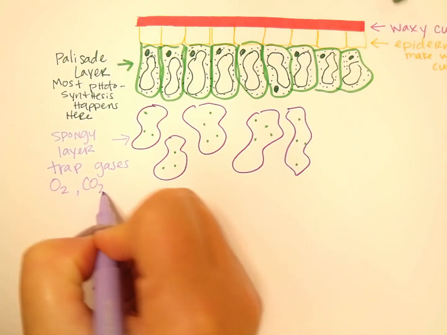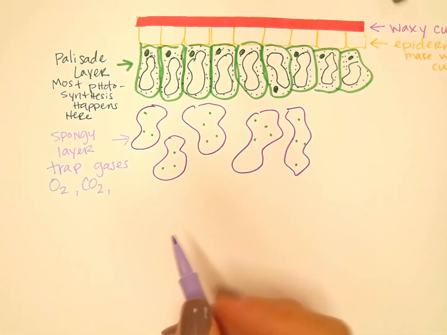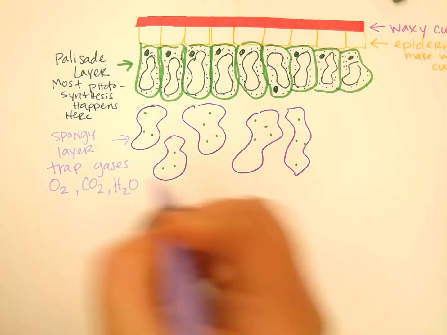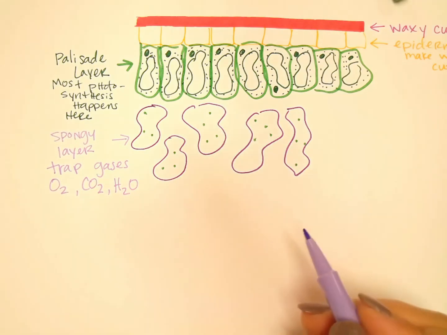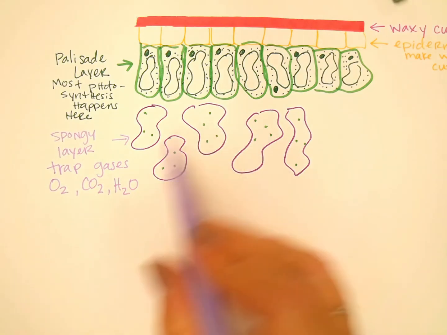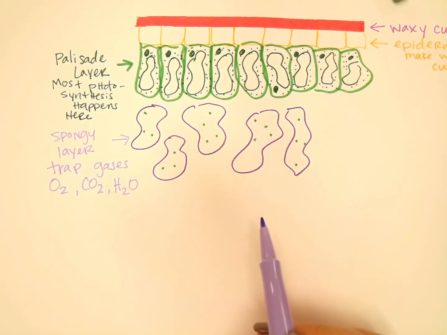Oxygen, carbon dioxide. What's our other gas that we're going to lose through leaves? We're also going to lose water, right? And so plants lose some water, which is definitely going to impact their ability to stay healthy, right? That's what pulls that water from the roots, and we're going to talk about that in just a second.